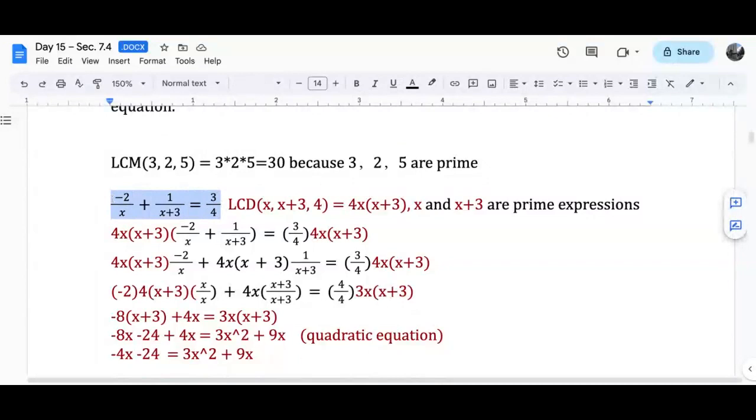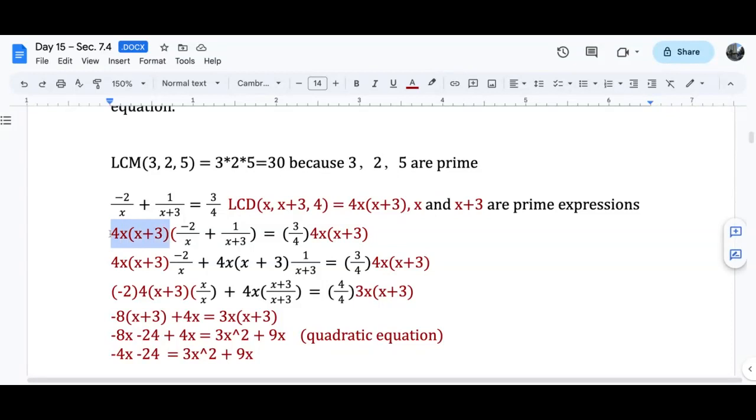So we have this. We have denominator x, denominator x plus 3, denominator 4. Each one is a prime expression. x is a prime expression. x plus 3 is a prime expression. 4 is not prime, but it only has the number 4. So what is the LCD of these 3 things? It's just multiplying them because they do not have a common factor. So the least common denominator is just 4x times x plus 3.